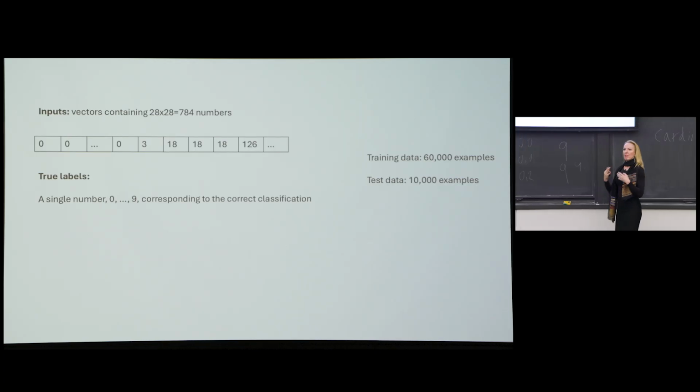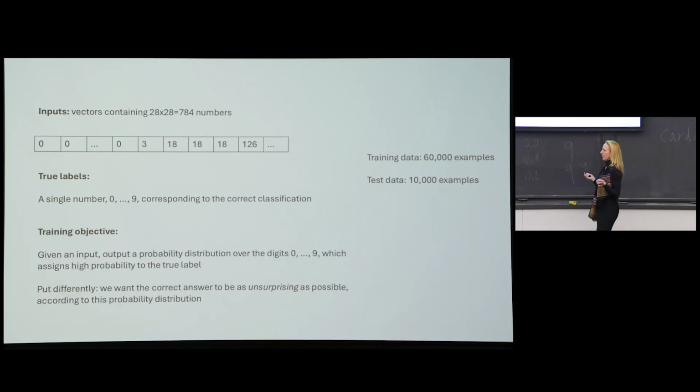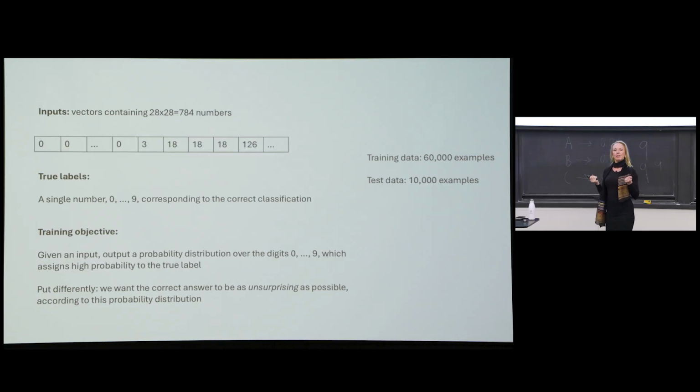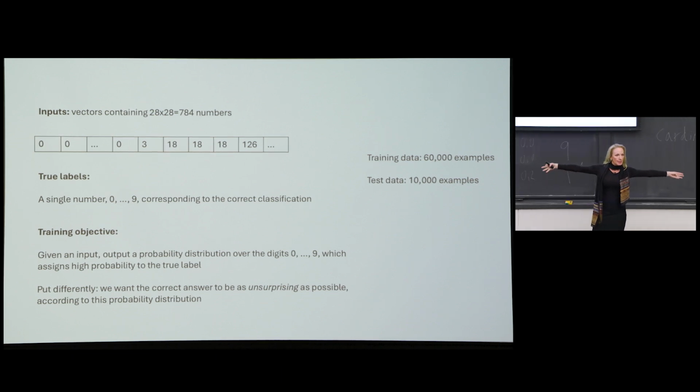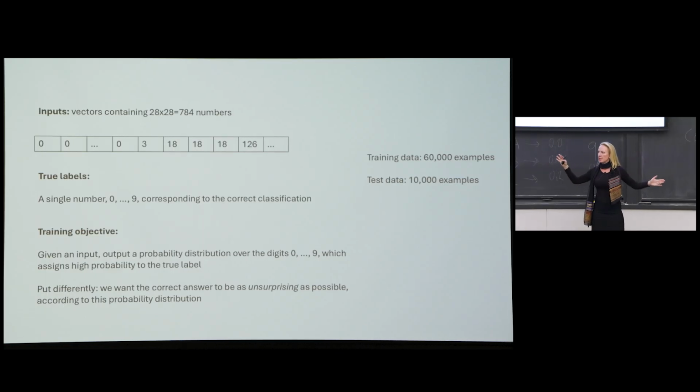So that's going to let me evaluate how well my model's doing. All right. And what is my training objective going to be? What I'm about to ask my laptop to do is learn how, when given an input, a string of 784 numbers, to output a probability distribution over these 10 possibilities. 10, because it's 0, 1, 2, 3, 4, 5, 6, 7, 8, 9, 10 possible categories.